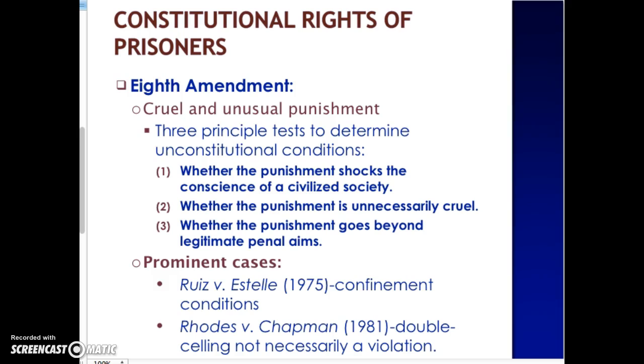cruel and unusual punishment. So again, there are three principal tests determining unconstitutional conditions: whether the punishment shocks the conscience of a civilized society, whether the punishment is unnecessarily cruel, and whether the punishment goes beyond legitimate penal aims. And so the two cases here, Ruiz versus Estelle, and the second one, Rhodes versus Chapman, which is 1981. The courts ruled that double bunking is not necessarily a violation of the Eighth Amendment. So here you can see what constitutional rights they have regarding the Eighth Amendment, right?